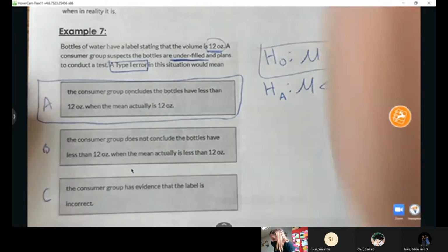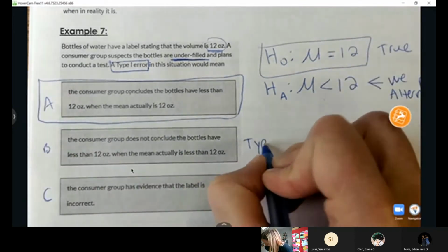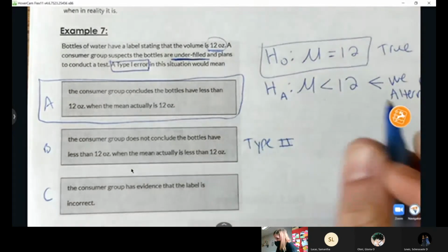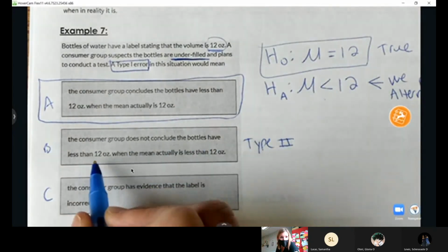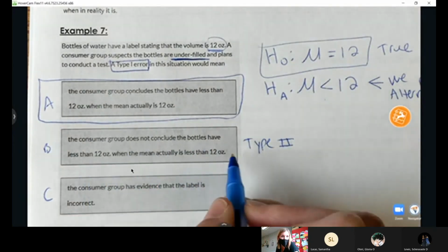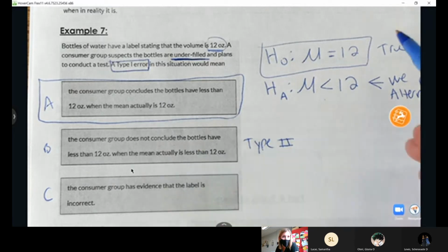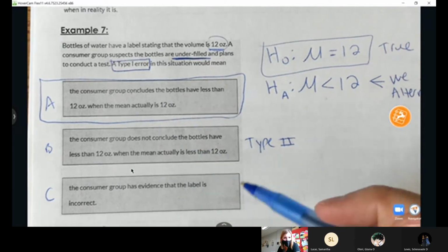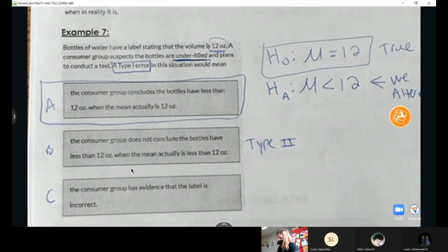All right. B would be a type 2 error. The group does not conclude the bottles have less than 12 ounces when the mean is actually less. That means we stuck with the null when the alternative was true. Does that kind of make sense? Hopefully.